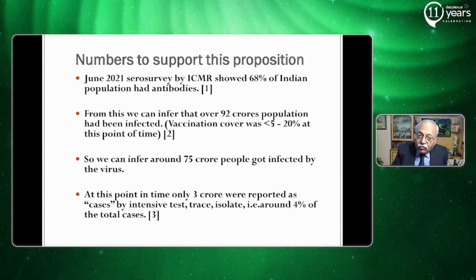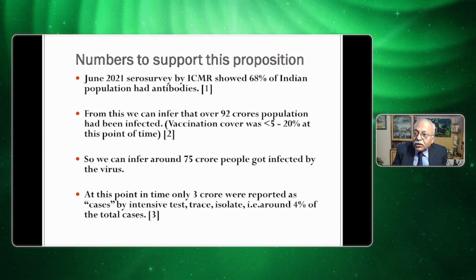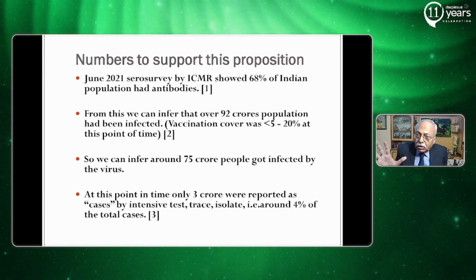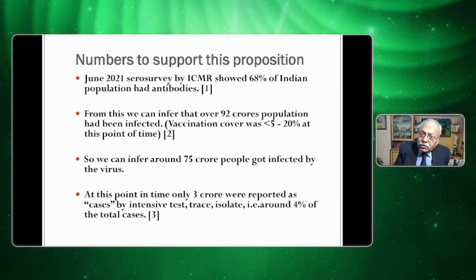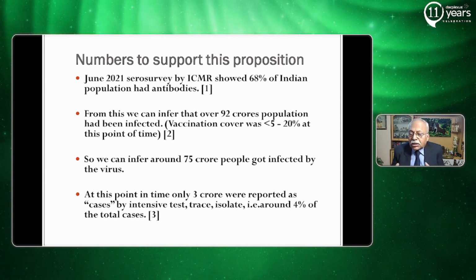And at that point of time, in June 2021, how many cases were on the Worldometer? 3 crore cases were detected in India. By intensive test, trace, and all that, we could detect 3 crore. How many actual infections had taken place? 75 crores on a conservative estimate. So out of 75 crores, you could detect only 3 crores. That means you are detecting only 4 to 5% of the cases, and you are missing 95% of the cases. So that's what I'm saying.